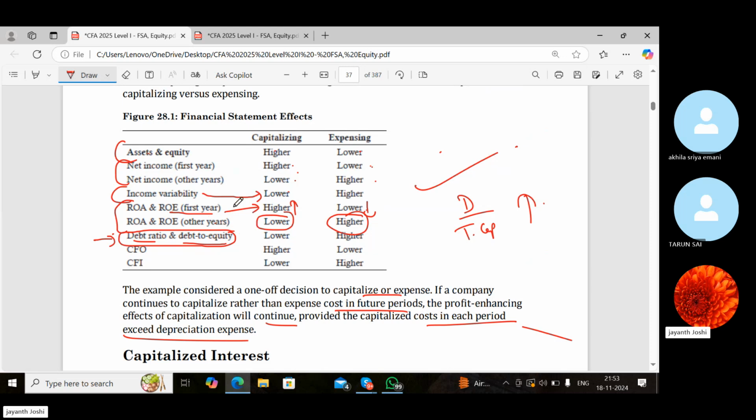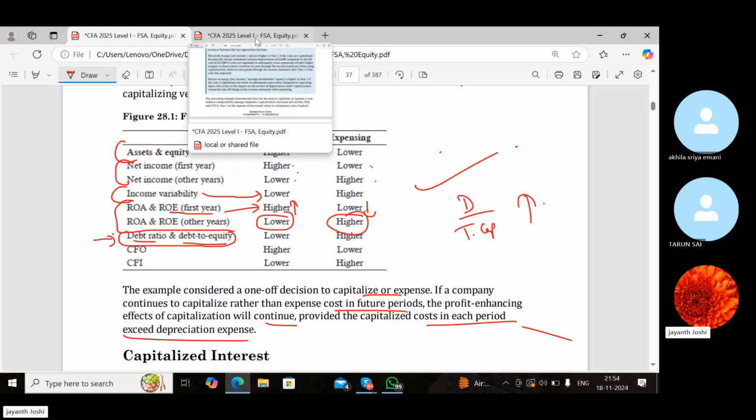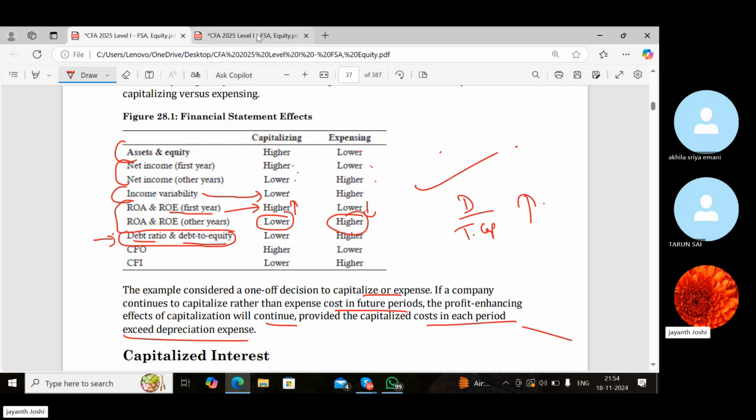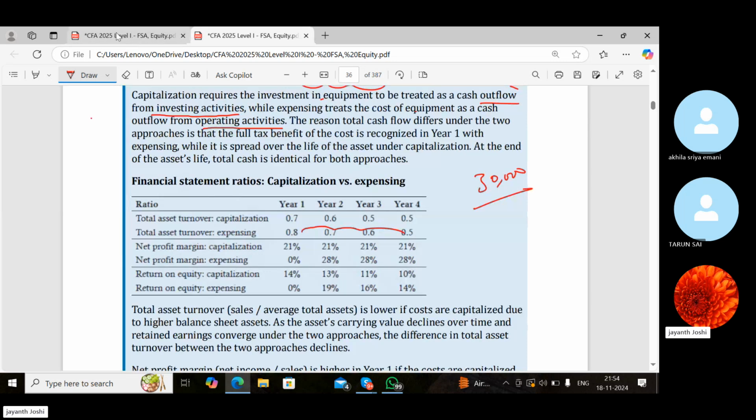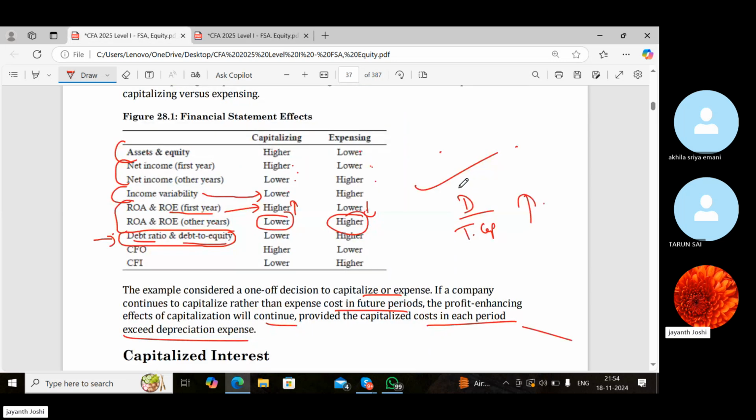Cash flow from, see, this data is not given to us. So if I take imaginary data, I can easily prove that debt to total capital, see what happens, debt will be constant. And in the first year, your equity when compared to the expensing, in capitalizing we'll see what the case is. Let's say debt is a constant figure of 10,000, and here also total capital debt is 10,000. Let us see the equity. We will compare the equity in the first year of capitalizing and expensing.